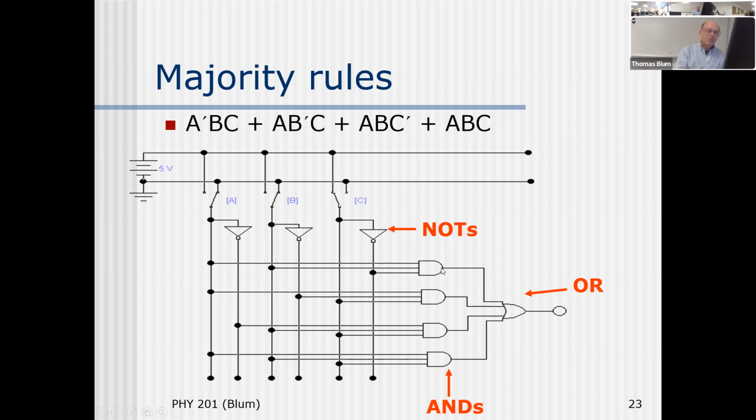And then I take the output of my AND gates and I put them into an OR gate. So these are those products, and then this is the pluses between them. Are we okay? Okay, or listen back.